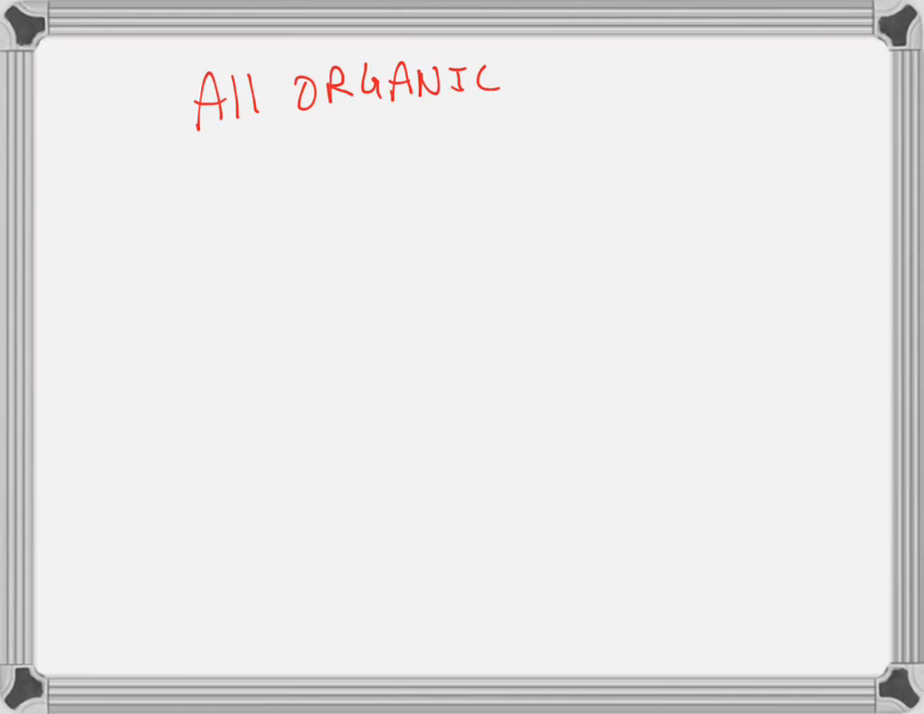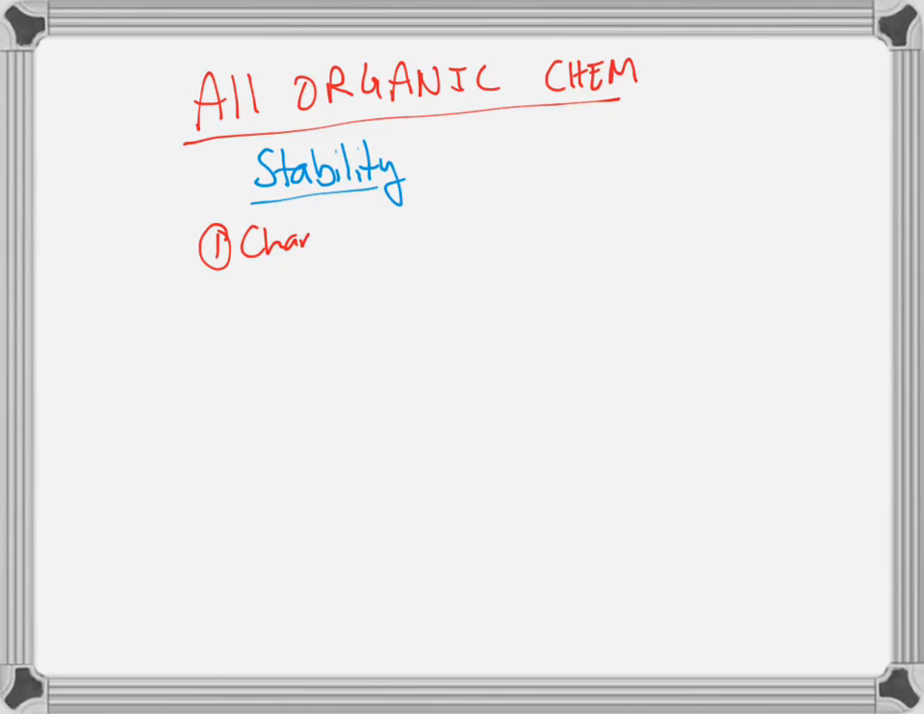All organic chemistry can really be summarized down into one setup. Ultimately, our overarching theme is stability. We strive to be more stable. How do we evaluate stability? The very first thing we want to look at is charge. Is our atom charged? If it's charged, that's necessarily more reactive, less stable. So we just look, is there charge?